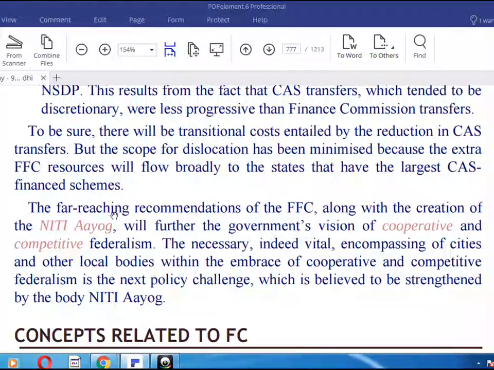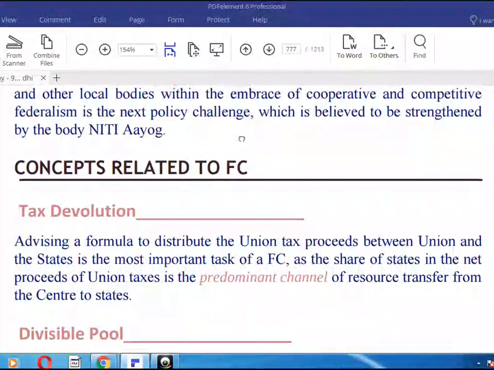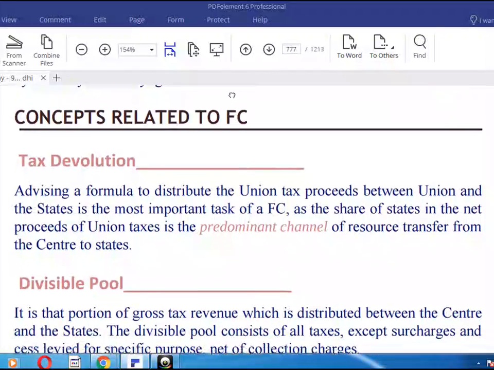schemes. The forward-reaching recommendation of the FFC, along with the creation of Niti Aayog, will further the government's vision of cooperative and competitive federalism. The necessary, indeed vital, encompassing of cities and other local bodies within the embrace of cooperative and competitive federalism is the next policy challenge, which is believed to be strengthened by the body of Niti Aayog.